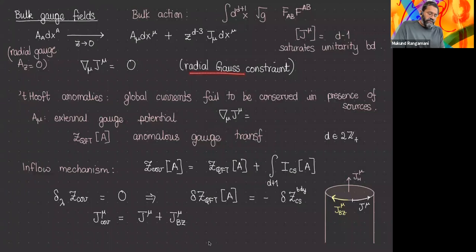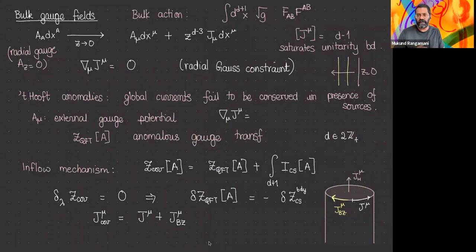But this is a Maxwell theory, so there's a radial Gauss constraint. If you're thinking of evolution along the radial direction, then the Gauss constraint needs to be respected, and that Gauss constraint precisely says that this current is conserved. In fact, this current is conserved slice by slice. So if you think of the boundary at z equals 0, this conservation holds everywhere on every radial slice, just as it would in the Hamiltonian formulation of Maxwell theory, because if you impose the Gauss constraint at one time, it stays at all times.